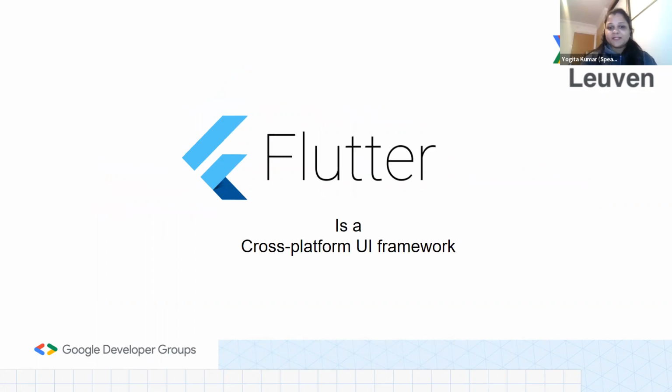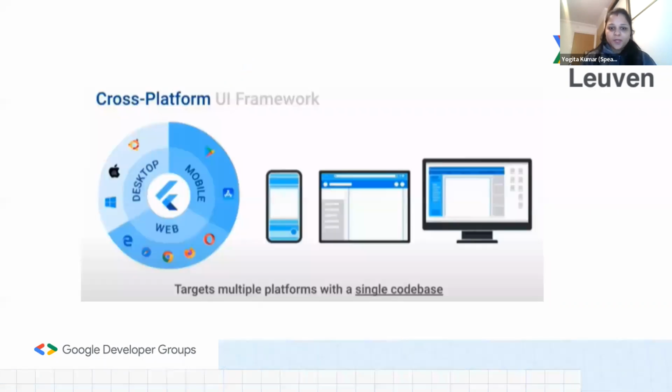What exactly does that mean? Flutter is a cross-platform UI framework. If you are developing an application for Android, iOS mobile, for your website, or desktop application, then use Flutter. With a single code base, we can maintain the application on all the platforms. So it targets multiple platforms. Yes, as you can see in the image, this can help you to develop mobile applications for Android and iOS, web applications for different browsers, and desktop applications for Mac, Windows, Linux.